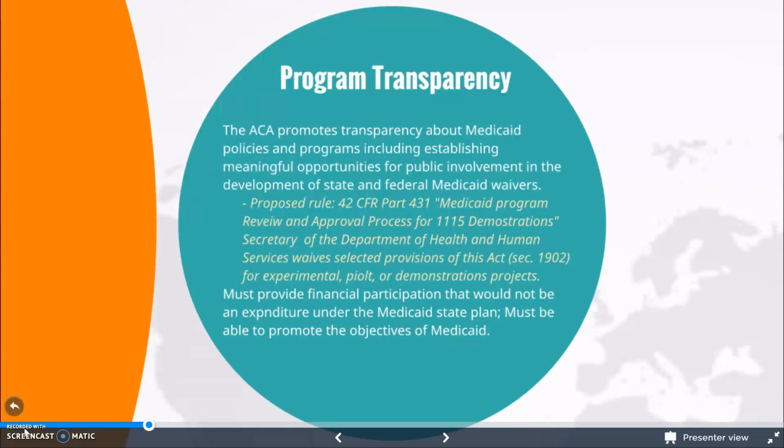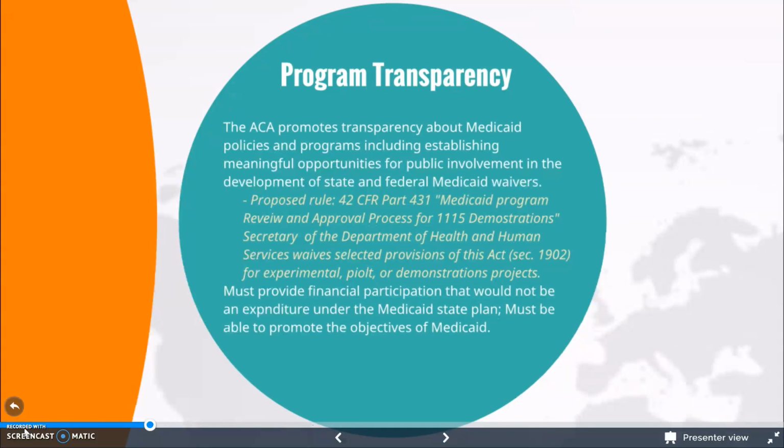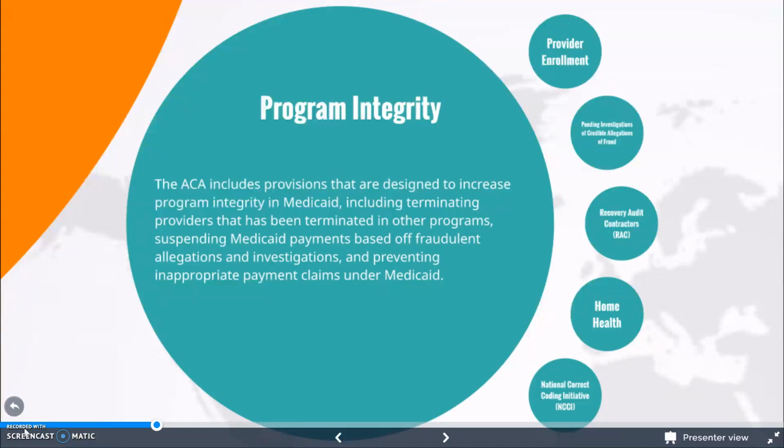The main goal of the Medicaid programs is program transparency and program integrity. With this, the ACA includes provisions that are designed to increase program integrity in Medicaid, including terminating providers that have been terminated in other programs, suspending Medicaid payments based off fraudulent allegations and investigations, and preventing inappropriate payment claims under Medicaid.